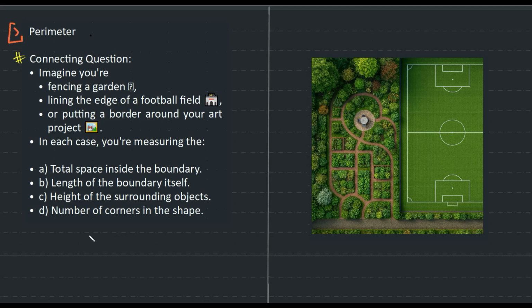So one of the most fundamental aspects of any geometrical figure is its perimeter. Let me start off with a connecting question. You have a bunch of scenarios. For each of these scenarios, which of these options will suit is what you have to decide. So please pause and try to answer the question.